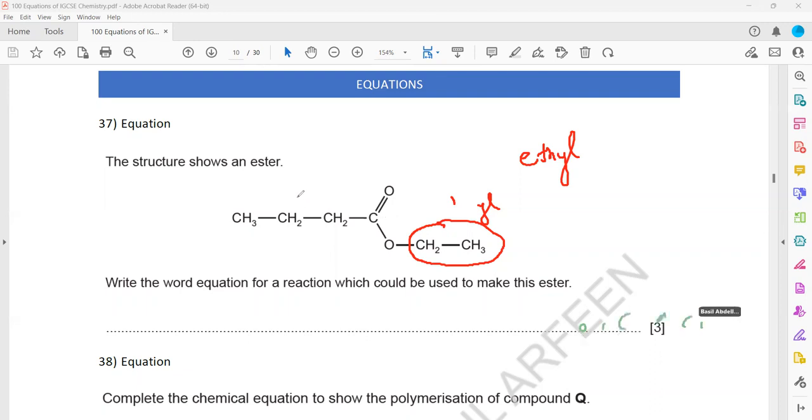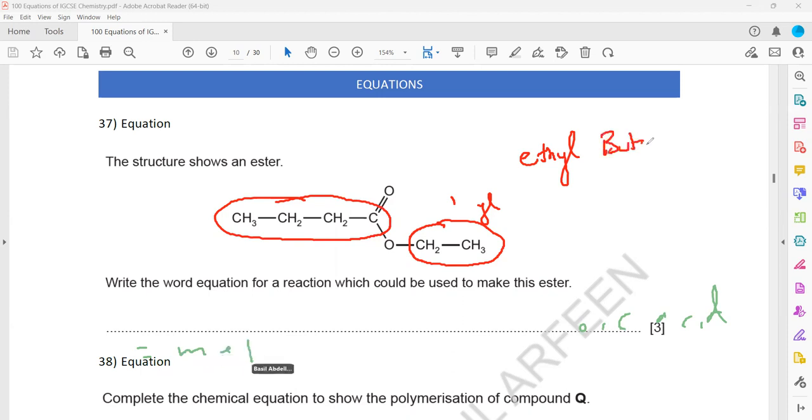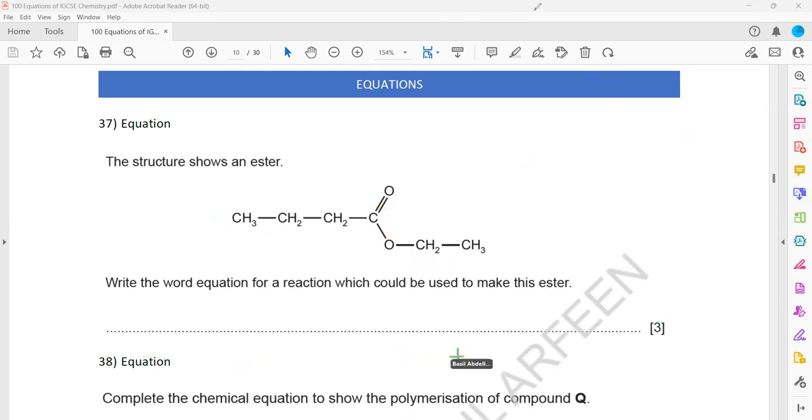And the other part is there. That is 1, 2, 3, 4. So 4 means it's a carboxylic acid, so it will be butanoic acid. So it will be butanoate. So ethanol plus butanoic acid should give ethyl butanoate. So it is not methyl, because the name of the ester is ethyl butanoate.